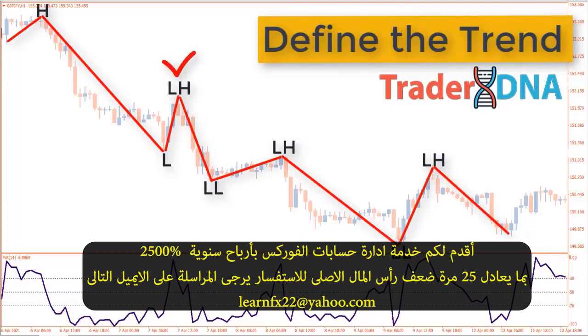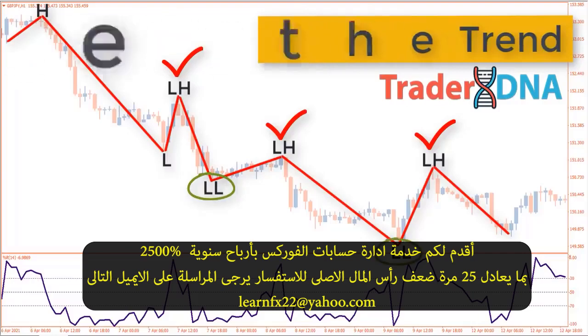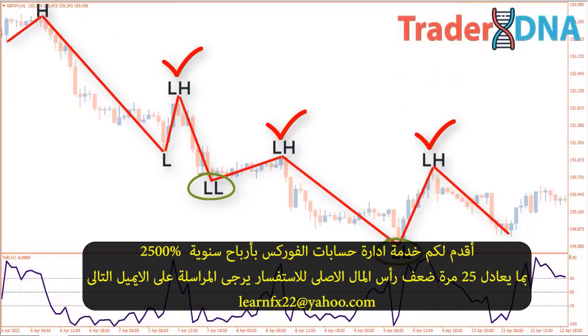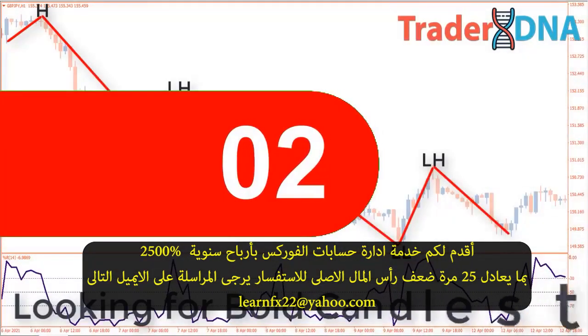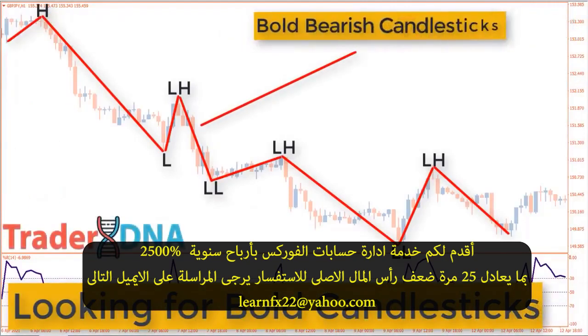A lower high is simply a swing high point that is lower than the previous swing high, while a lower low is simply a swing low that is lower than the previous swing low. For active traders, we also look at the actual price action in order to gauge momentum, besides reading the Williams %R indicator. Step 2. In a downtrend, look for bold candlesticks that close near the lower end of the candlestick.